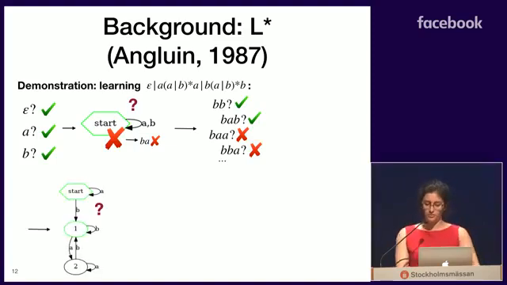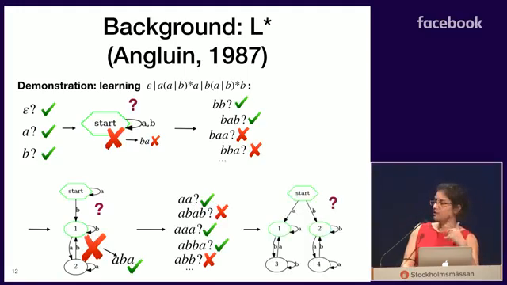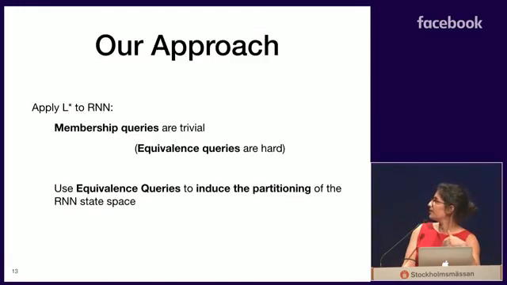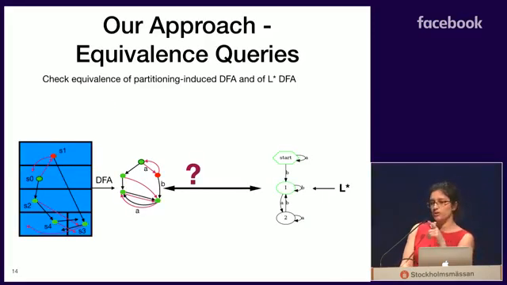I've gone way too slow, I'm afraid. So L-star does this iterative process and gets better finite state machines. And we're going to use the equivalence queries to induce our partitioning. I'm afraid I'm going to have to run ahead. So when we're doing equivalence queries, we're going to compare them to the abstraction of our recurrent neural network, which is induced by our current partitioning.